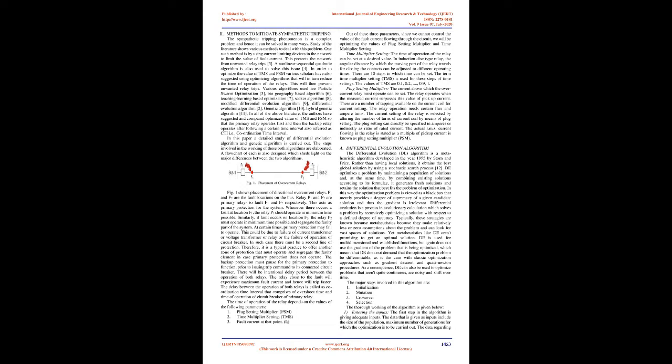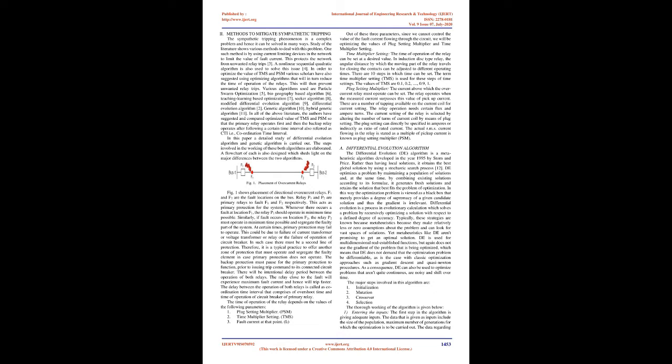Network when fault occurs in order to supply to the rest of the network. There are methods to mitigate sympathetic tripping. The sympathetic tripping phenomenon is a complex problem and hence it can be solved in many ways. A study of the literature shows various methods to deal with this problem. 1. One such method is using current limiting devices in the network to limit the value of fault current. This protects the network from unwanted relay trips.